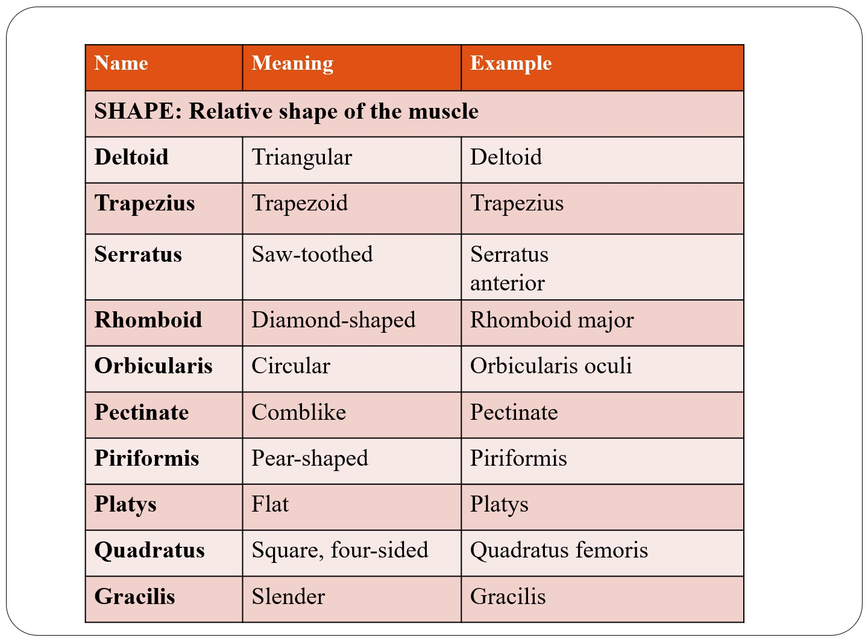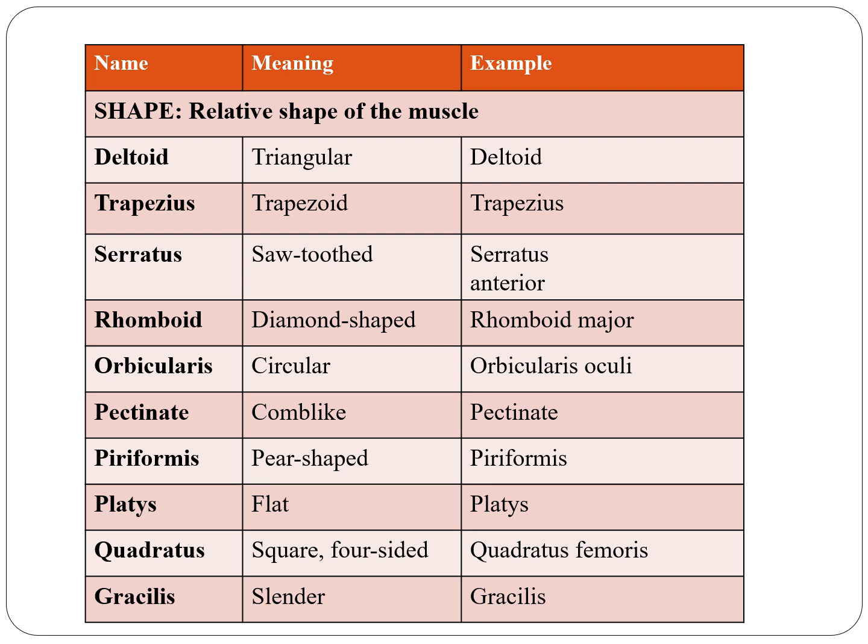Serratus indicates sawtooth. Example is serratus anterior. And rhomboid indicates diamond shaped. Example of the muscle is rhomboid major. Orbicularis indicates circular. Example of the muscle is orbicularis oculi. And pectinate indicates comb-like. Example of the muscle is the pectinate muscle. And piriformis indicates pear-shaped. Example of the muscle is piriformis. And platys indicates flat. Example of the muscle is platysma.